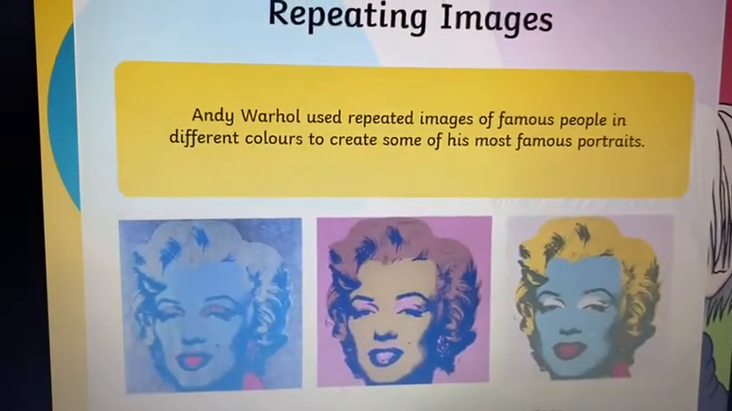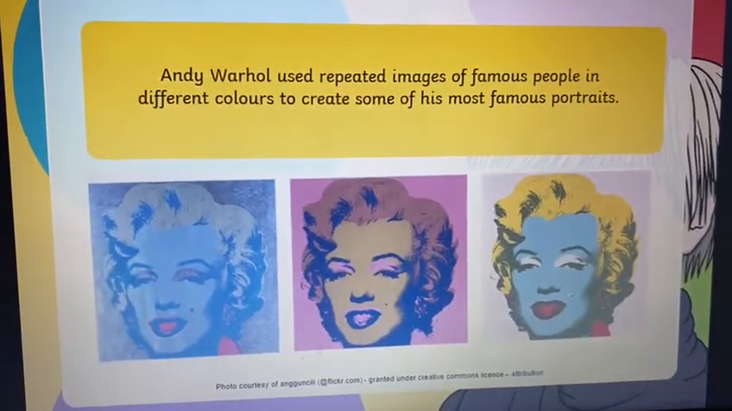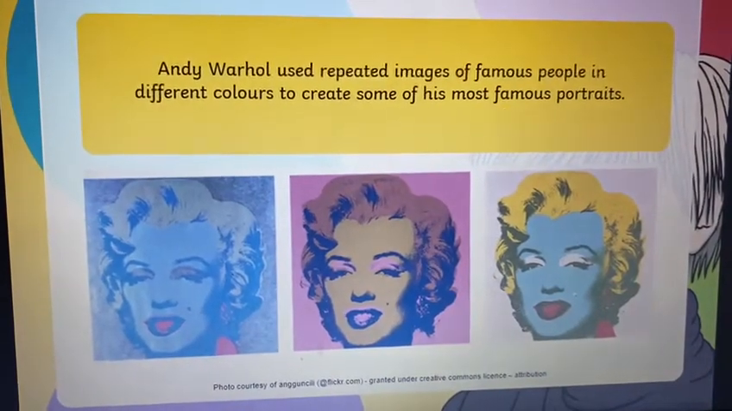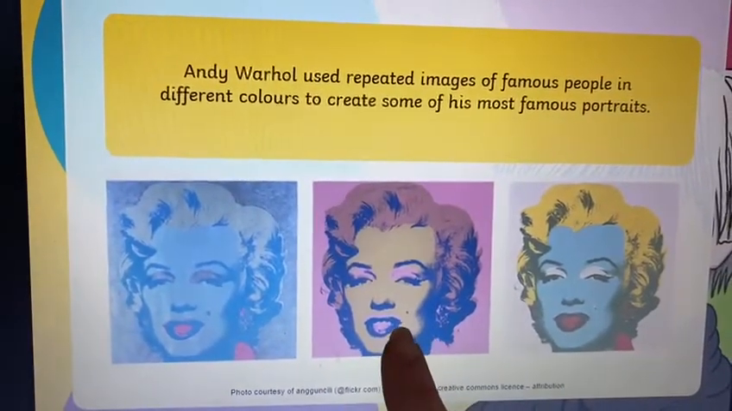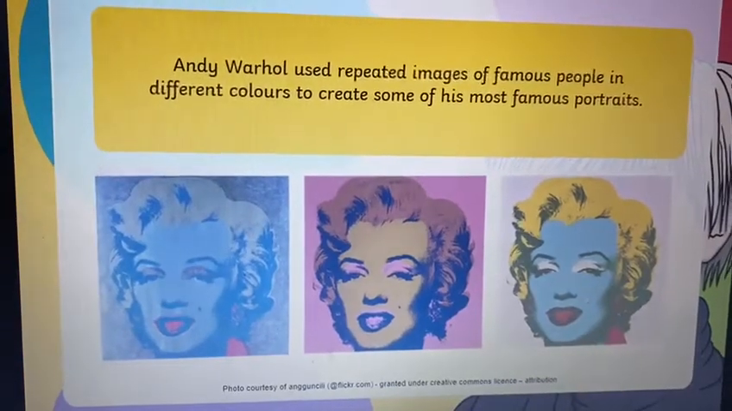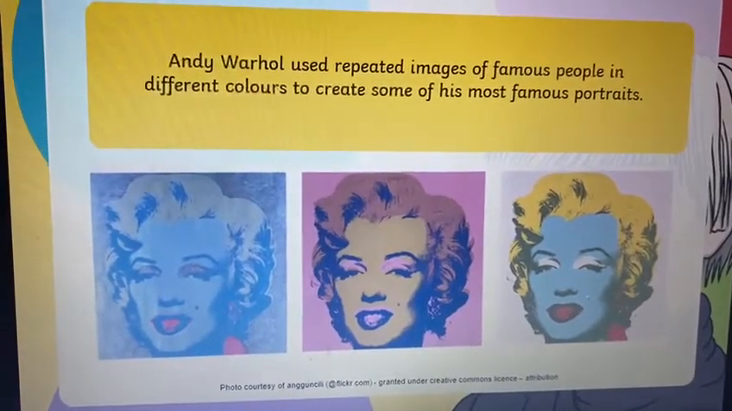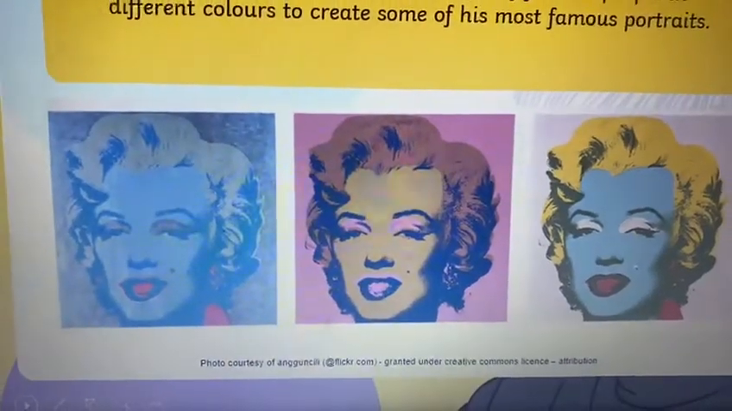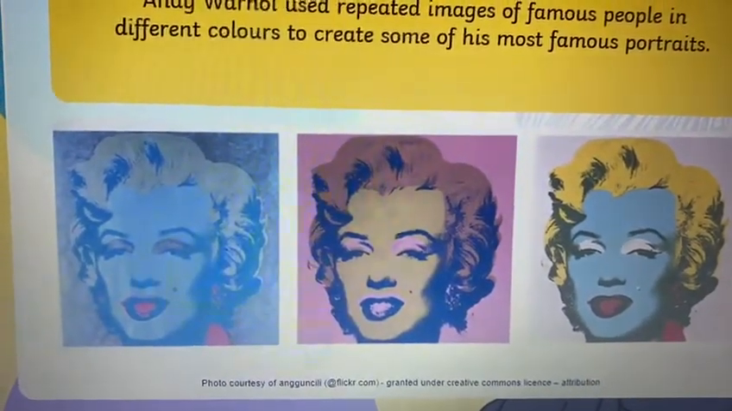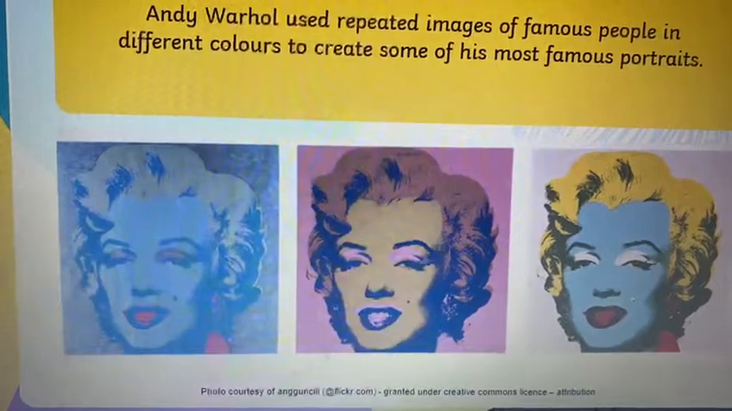Okay, so with repeating images, Andy Warhol used repeated images of famous people in different colours to create some of his most famous portraits. So this is the picture of Marilyn Monroe that we've just looked at. But what do you notice about these three examples? So we've got one here, and one here. So what do you notice about those three different pictures? What's interesting about them? So you might want to pause the video again now, just to have a careful look at these pictures, and to have a think about what the differences are between them. What do you notice about the colours and the outlines? And is there anything interesting about those pictures?